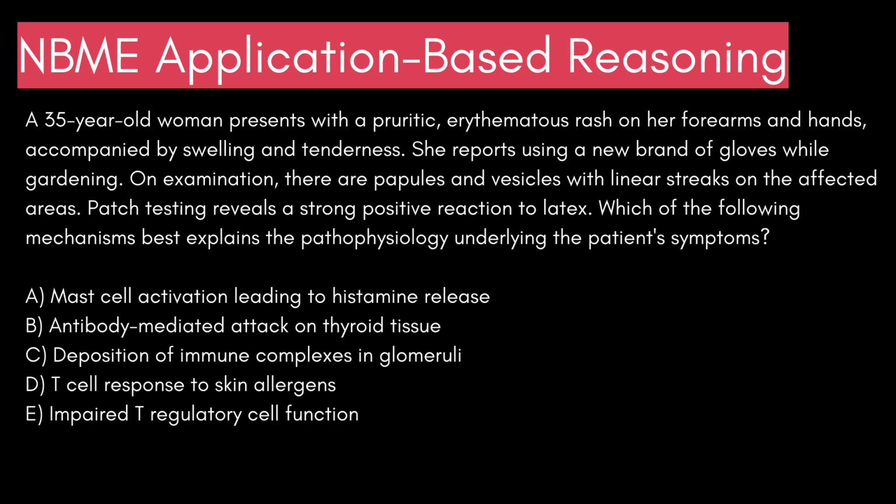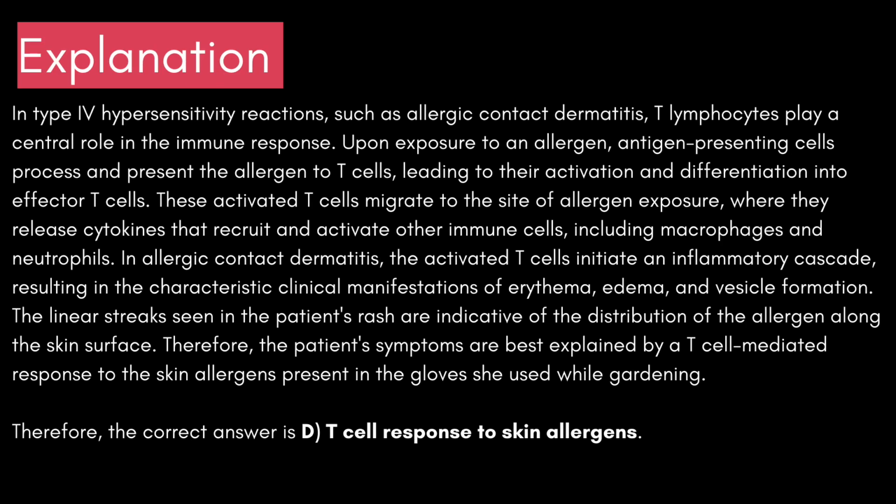Otherwise, moving on now. In type 4 hypersensitivity reactions, such as allergic contact dermatitis, T lymphocytes play a central role in the immune response. Upon exposure to an allergen, antigen-presenting cells process and present the allergen to T cells, leading to their activation and differentiation into effector T cells. These activated T cells migrate to the site of allergen exposure, where they release cytokines that recruit and activate other immune cells, including macrophages and neutrophils.